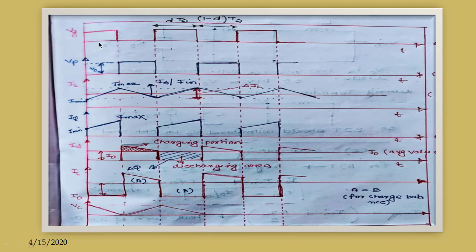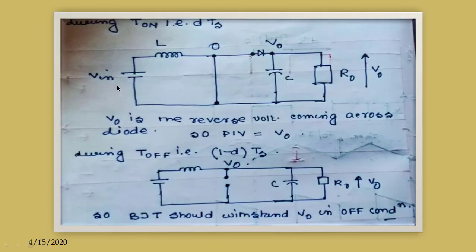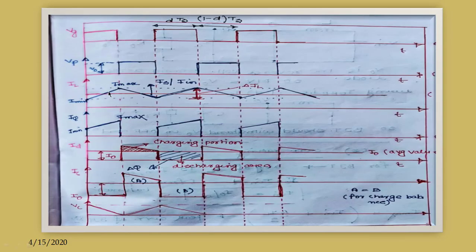Now when BJT is on, means VG is high, pole voltage is 0, so it is in a rising slope. Why? If you see here, this is V in, this is 0, so V in minus 0 divided by L is the slope of current IL, and V in minus 0 by L is positive, so it is rising in nature.